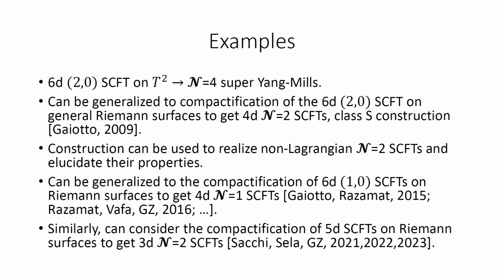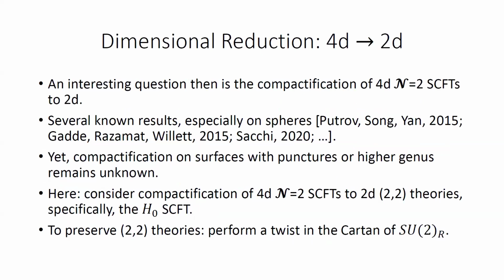Now, this naturally leads to the idea of trying to go to the next step and reduce one more dimension, and go to 4D N=2 SCFTs and reduce them to two dimensions. This may even appear more natural in some sense because we understand 4D N=2 theories much better than we understand 5D or 6D theories.